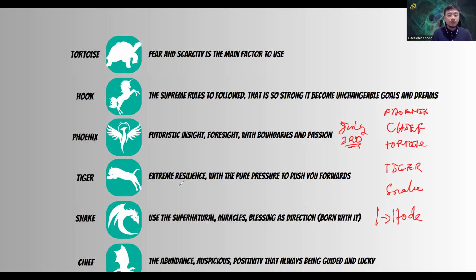Yeah. So the first one for 28 is tortoise. First line. And then you get chief. And then you get phoenix. Okay, you get hook. Hook, then you get snake. And then you get tiger. Yeah. Remember this. Write it down yourself, especially your changing line, because we are only going to talk about your changing line.